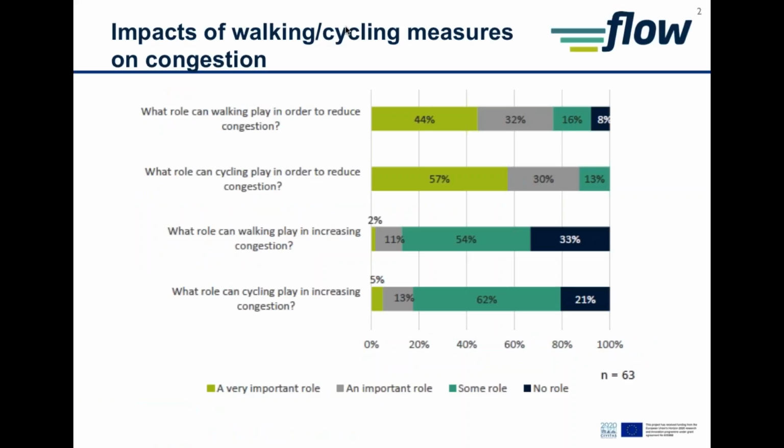Before I introduce you to our Flow impact assessment process, I would like to show you some results of the survey that we did within the Flow project at the beginning. We asked walking and cycling experts and congestion experts about the role walking and cycling can play to reduce congestion. As you can see from the figure, many of the experts said yes, walking and cycling can play an important or even very important role to reduce congestion, and walking and cycling does not play an important role to increase congestion.